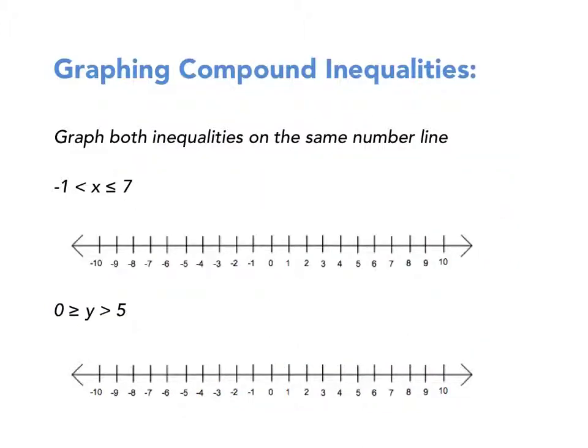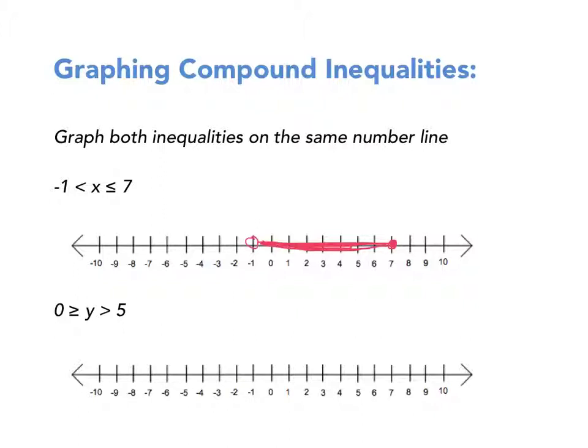Now I mentioned before compound inequalities. With compound inequalities, it's a little trickier, but you're just graphing both inequalities on a number line. So I have this first one right here, -1 is less than x, and x is less than or equal to 7. So x is greater than -1, but less than or equal to 7. So I'm going to put my circles first. I'll put an open circle at -1 and a closed circle, because it's or equal to, at positive 7. So that means I'm shading everything in between, everything that is less than or equal to 7 but greater than -1.